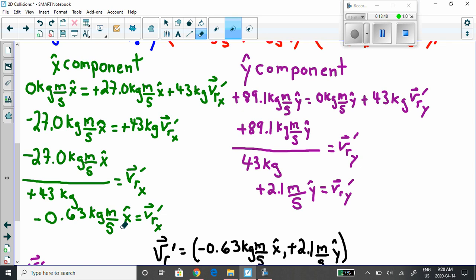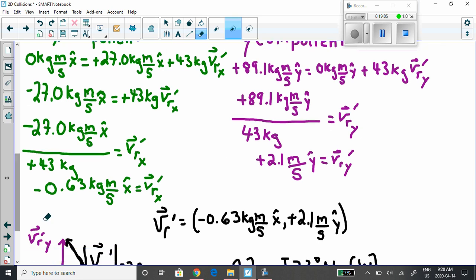And I have found the velocity of the raft as the child is walking, x component, there it is, I found it. And the velocity of the raft as the child is walking, y component, there it is, found it. And now I can bring it into a nice ordered pair. Here's the velocity of the raft as the child is walking, prime. I just bring the components together.